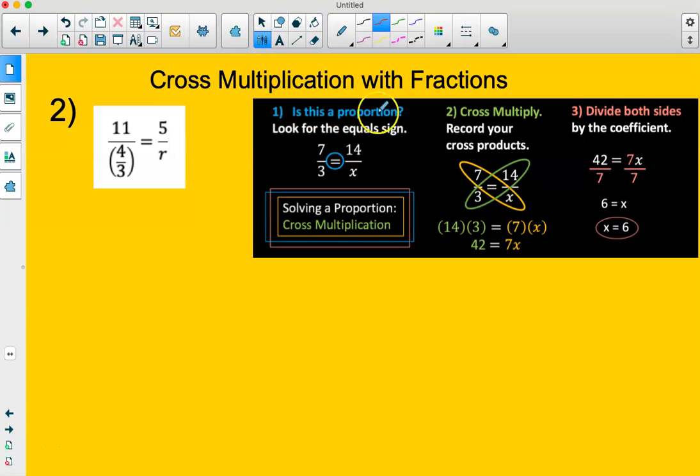First, we have to determine if it's a proportion. So a proportion, remember, is when you have two equal fractions. So I see two fractions and I see an equal sign in between. We're looking for that equal sign, that's important. Also, you'll notice there's this missing variable. So cross multiplication is a method that you use to solve for that missing variable. So we have the right situation to apply cross multiplication.